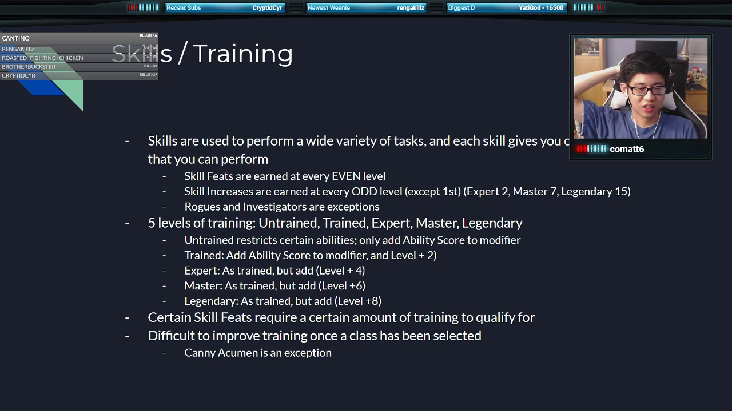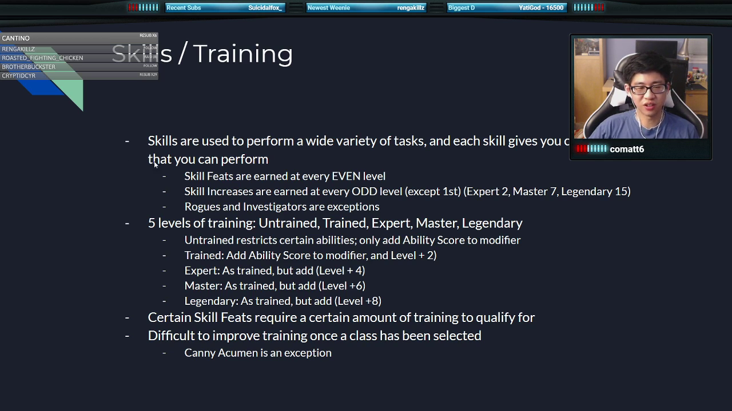Skill increases are earned at every odd level except first, and the minimum requirements to be an expert is 2nd level, 7th level for master, and then 15th level for legendary. And if you notice here, it's 2nd level for experts and not 3rd. And the reason is because rogues and investigators are exceptions to this rule. They earn skill increases at every level except first, so they can easily become legendary in 6 different skills. And then on top of that, they also earn skill feats at every level.